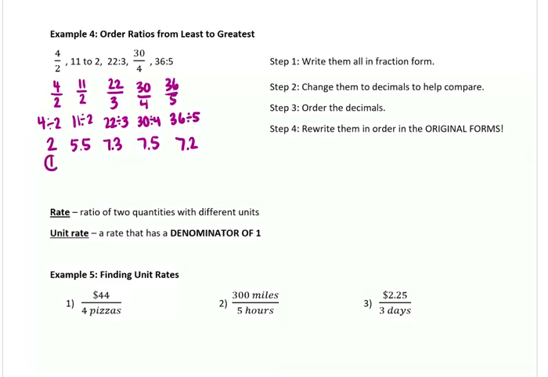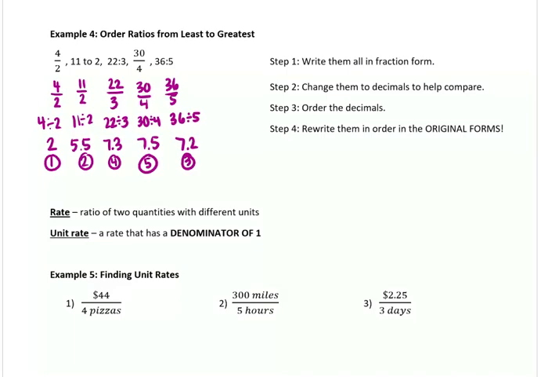So this would be first, because it's the smallest. We're going from least to greatest. The 5.5 would be next. Now we have 7.3, 7.5, and 7.2. So 7.2 would be the smallest, then 7.3, and then 7.5.